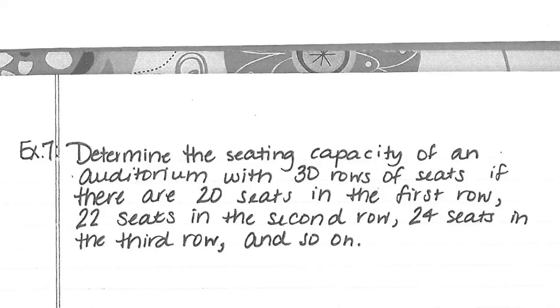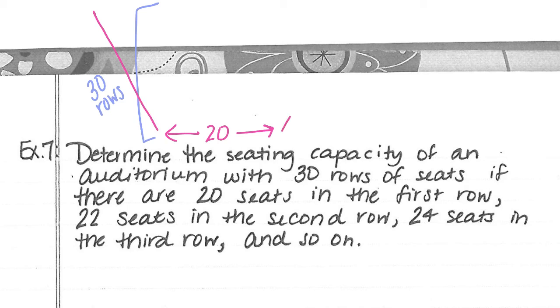All right, we're going to look at one more because this is a word problem. It says, determine the seating capacity of an auditorium with 30 rows of seats. So I know that right here I'm going to have 30 rows, if there are 20 seats in the first row. So the first row has 20 seats. It sounds like this auditorium is getting larger, so it's actually going to look like this. The next row has 22 seats, and then 24 seats. So as you can see, it's going up by 2s.